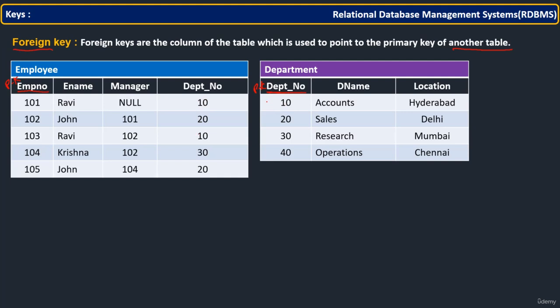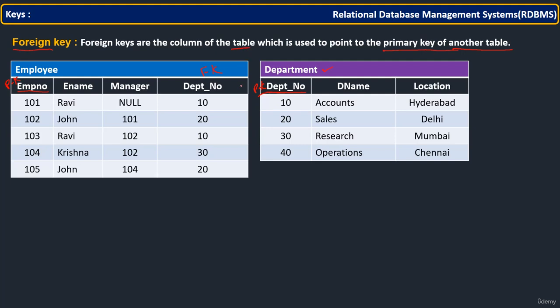So all these values, 10, 20, 10, 30, 20, are the foreign values. Their native is not in this table; their native is in the department table. That is why department number is going to become a foreign key in the employee table, because that attribute in the department table is the primary key. So it is the primary key of another table that we are using in some other table.